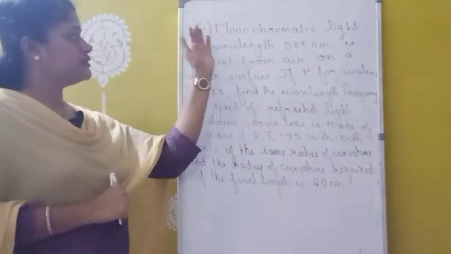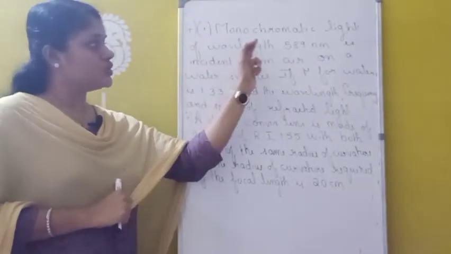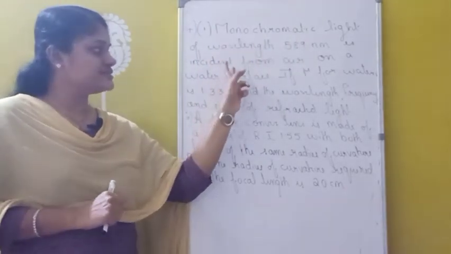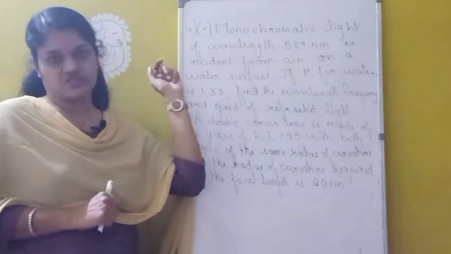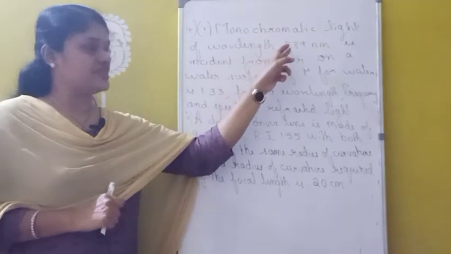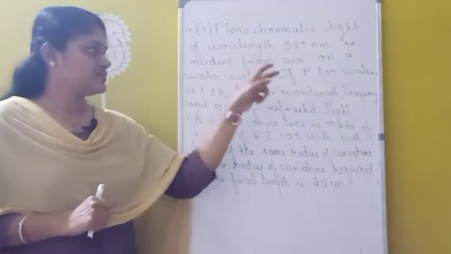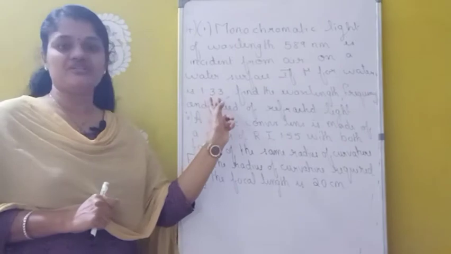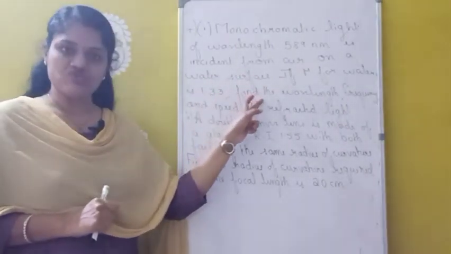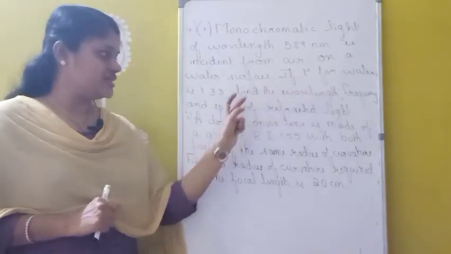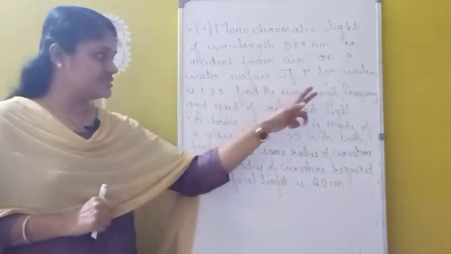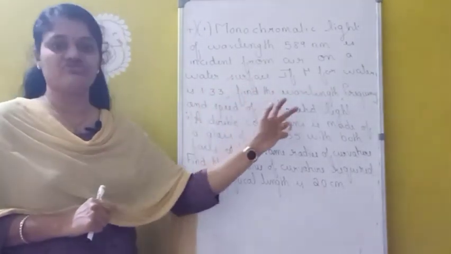Fourth problem, it has two parts. First one: monochromatic light of wavelength 589 nanometer is incident from air on a water surface. So here light is traveling from air to water surface, and this light has a wavelength of 589 nanometer. If mu for water is 1.33, where mu means refractive index, we have to find the wavelength, frequency and speed of the refracted light. So after refraction, what are the wavelength, frequency and speed of the refracted light?